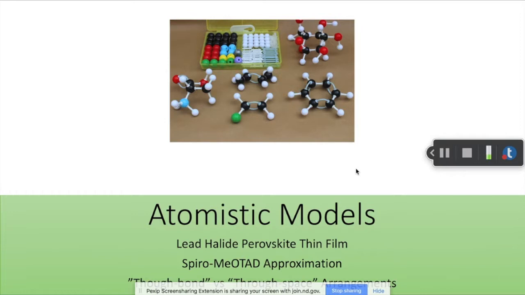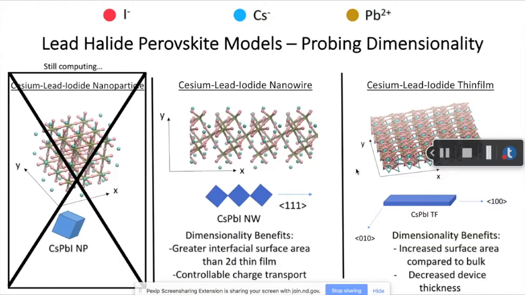So here we'll look more in depth at the atomistic models that we're going to look at for the rest of the presentation: the lead-halide perovskite models, the dye models that we used, and then the combination of the two in the system. Generally, for these projects, we probed the dimensionality of the perovskite material, where each of them is a cesium-lead-iodide based perovskite. We look at a nanoparticle, which is still computing, so we don't have results for it yet, a cesium-lead-iodide nanowire and a thin film. We look at the different dimensionalities because they each provide their own unique benefits.